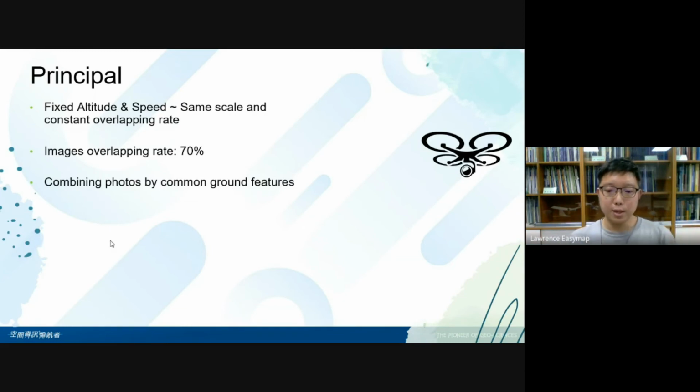The overlapping rate means that the first picture and the second picture overlap a little bit, in order to combine all the pictures together. When the UAV flies at a constant speed, the overlapping rate will be the same. In order to make a good ortho photo, the overlapping rate should be around 70%, and the pictures will be combined by the common ground features.